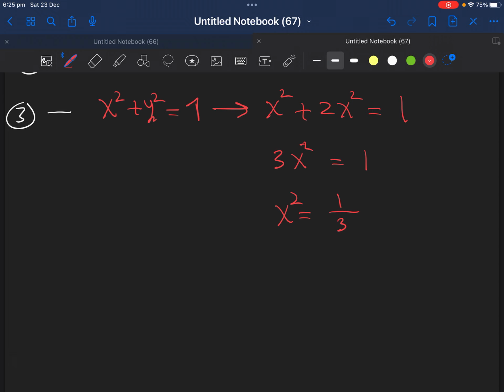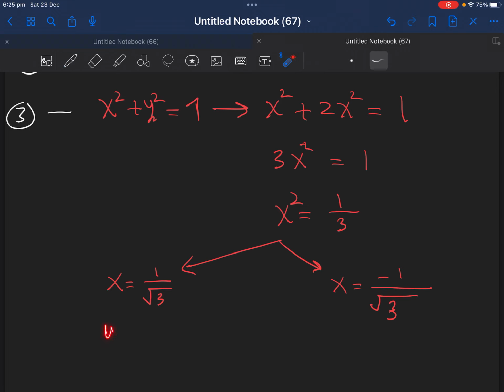Now, remember, I don't need x squared. What I really need is the square root of x. So this will give me two options. Either I will get 1 over square root of 3. The second option is the negative 1 over square root of 3. So by this, I find two possibilities for x. Now, each one of them will give me values for y, values for lambda.